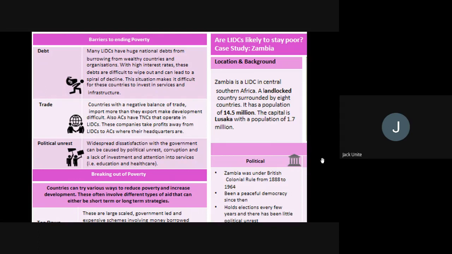What prevents our countries from moving on? And they are debt, trade, and political unrest. Very simply, for debt, obviously LIDCs have huge national debts from borrowing money from wealthy countries and organisations. And obviously the key thing about when you take out a loan is you then have interest rates. The key thing here is that they spend a lot of their time servicing the debt, servicing the interest rate payments, rather than investing that money that they could have potentially into services and infrastructure.